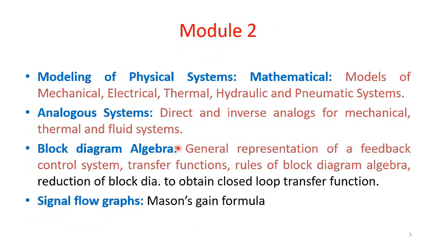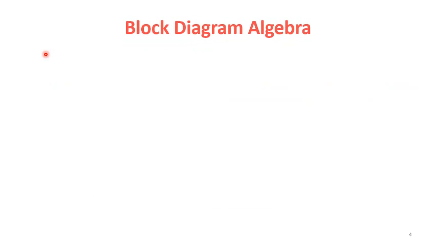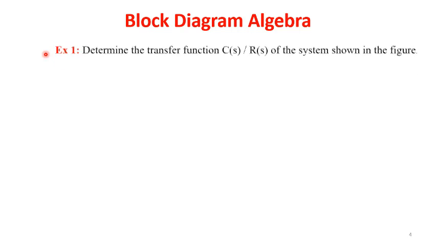In the previous sessions we have studied the block diagram algebra, the general representation of a feedback control system, and the rules of block diagram algebra. In this session we are going to solve numericals on reduction of block diagram to obtain a closed loop transfer function. Let's go with one simple numerical first.